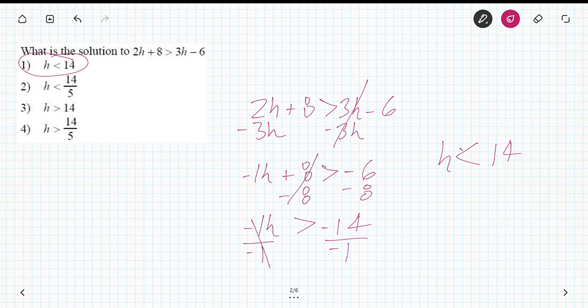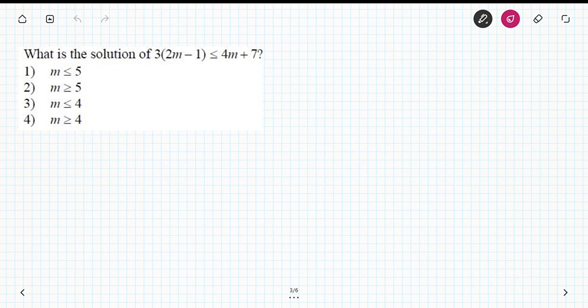Alright, hopefully I didn't go too fast. Again, the main idea here is that if you divide both sides by a negative number, you have to flip the inequality symbol. Okay, next and last problem is one in which we have to first use the distributive property.